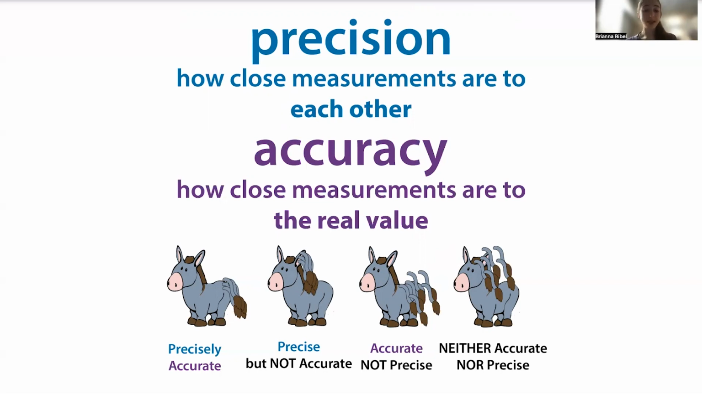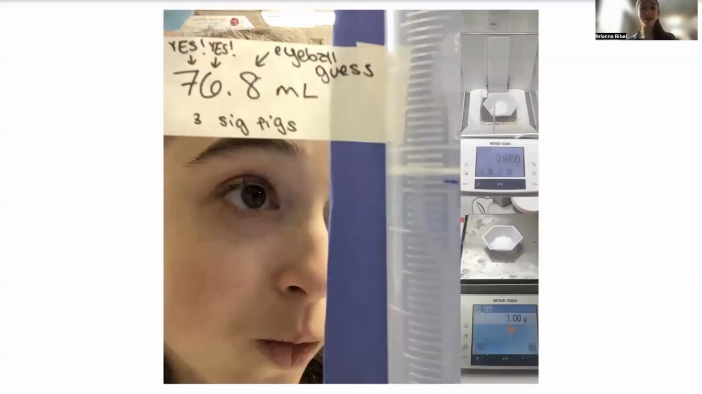But that doesn't mean that it's accurate. Accuracy is how close the measurements are to the real value, and it's still possible you could have really precise values, but they could be inaccurate. So say if you were to measure using this more precise balance, but you forgot to take into account the weight of the weigh boat, you forgot to zero or tare it, well, now your value isn't going to be very accurate, even though it is precise.